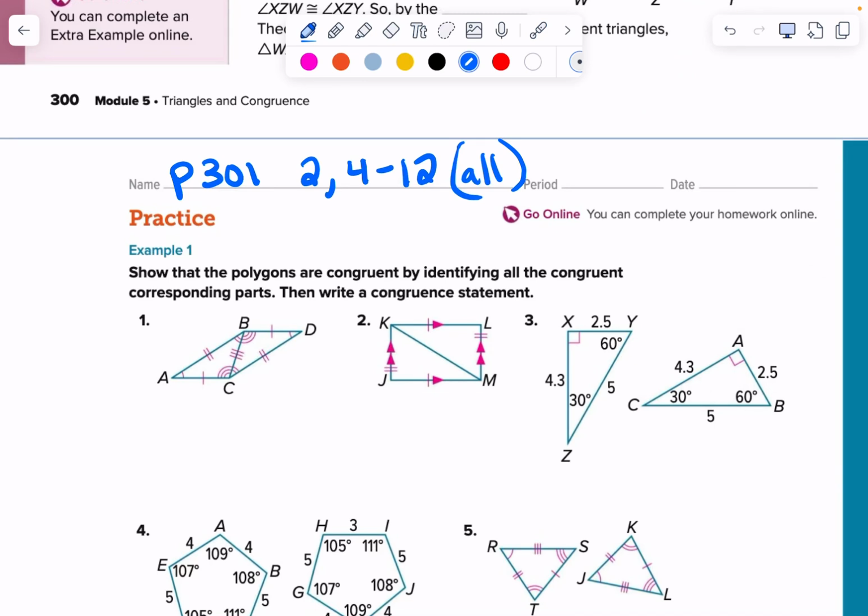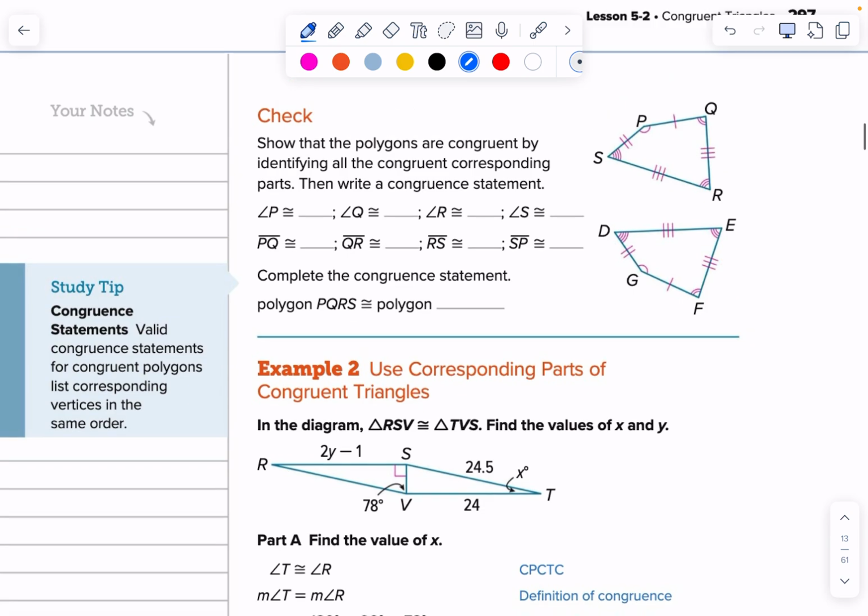All right, Kellen and Aubrey, we are on 5-2. This is a homework assignment for 5-2, number 2 and 4 through 12. It's like a front and back, so you get to throw the second page away again, right? Okay, so that's kind of nice. All right, let's rock and roll.